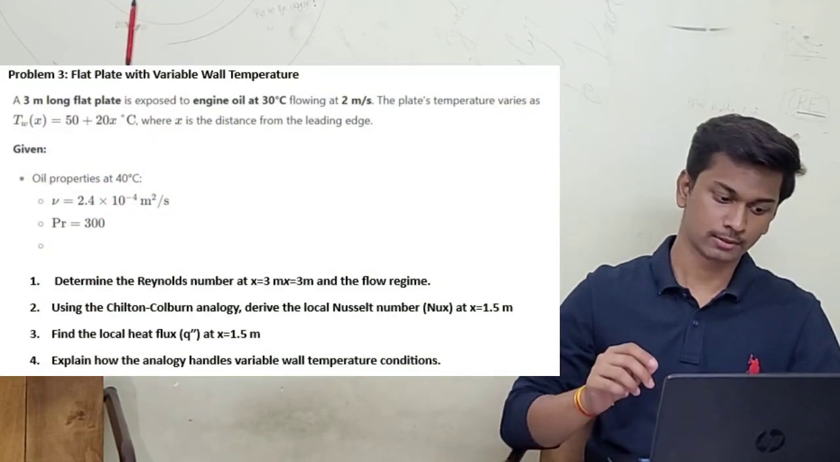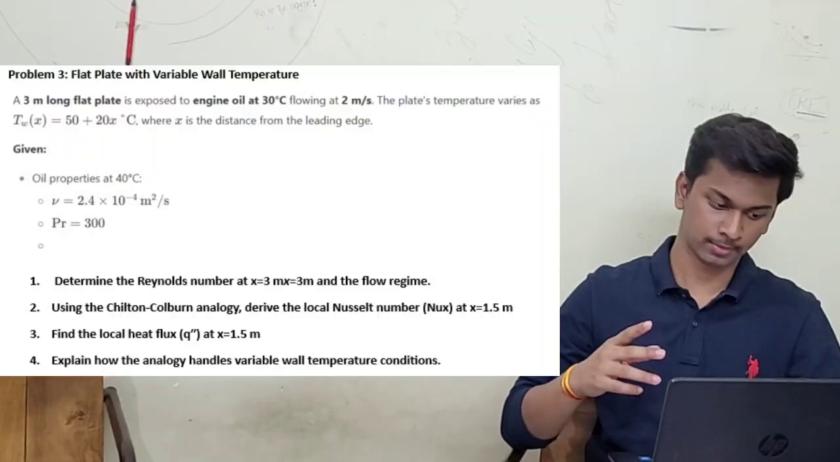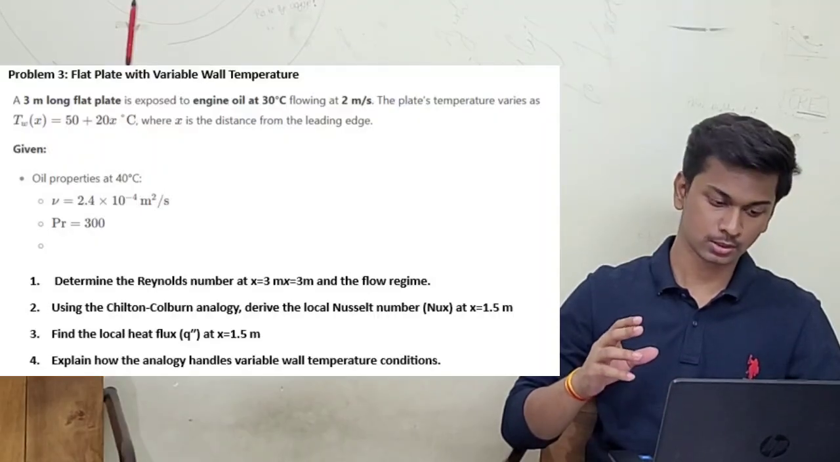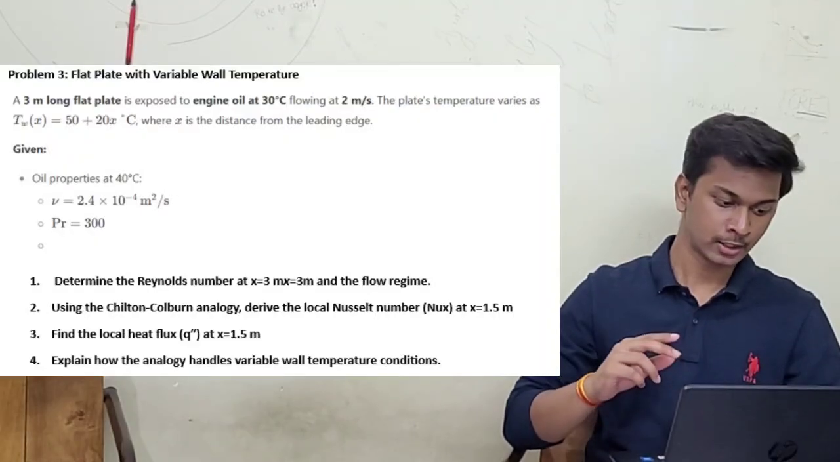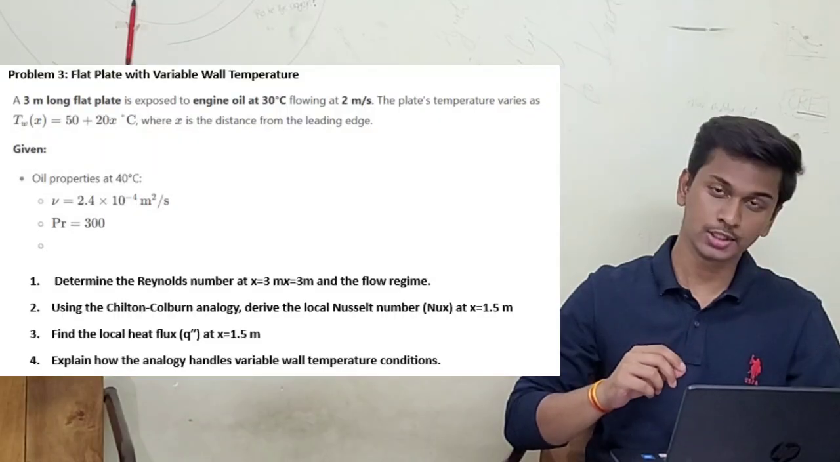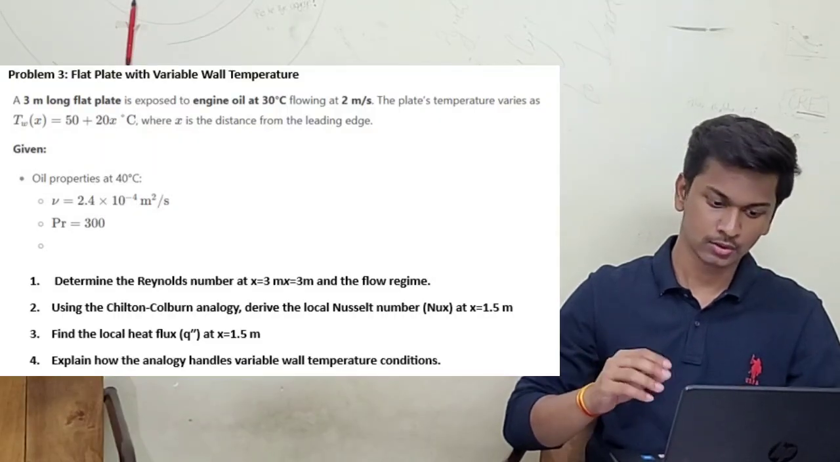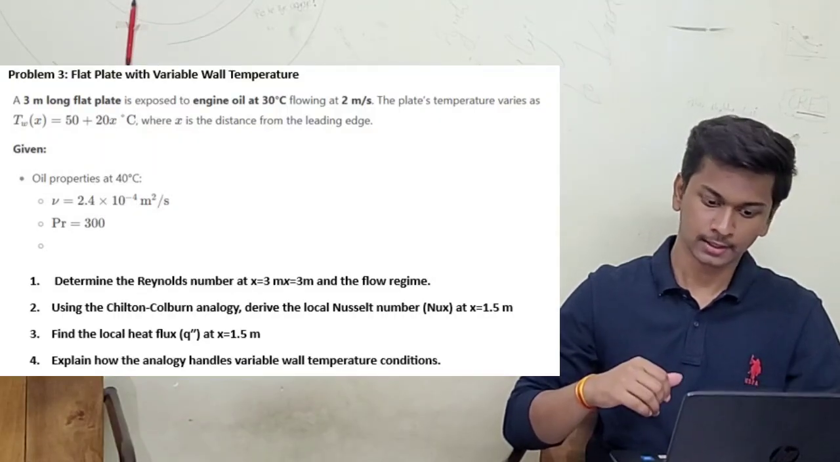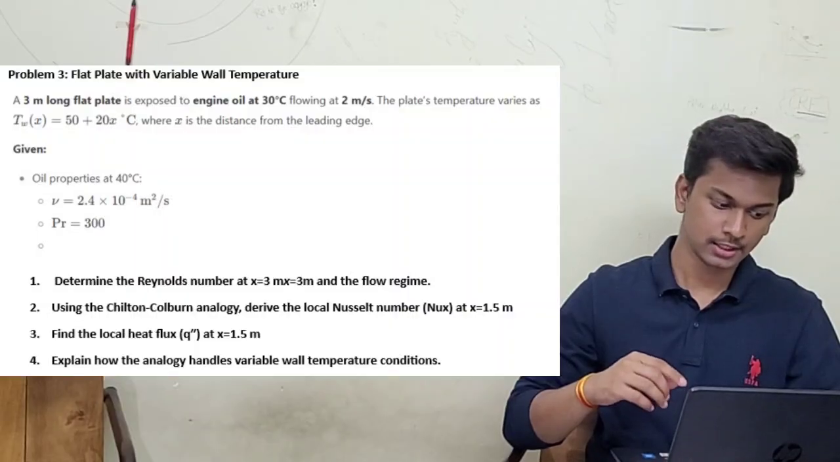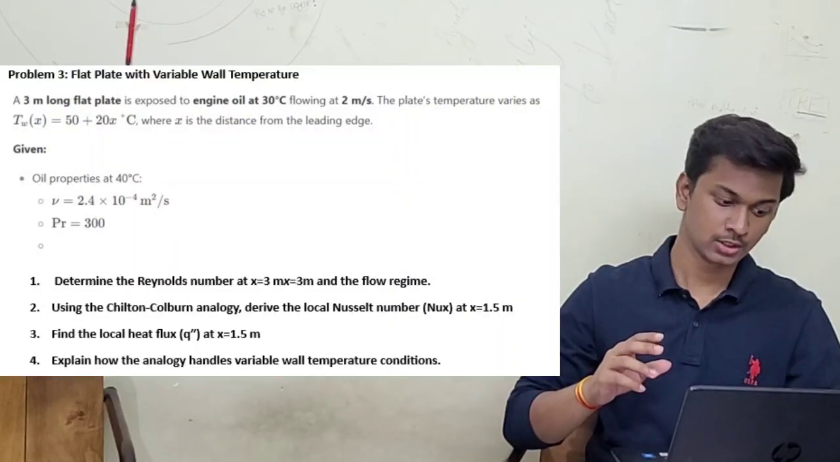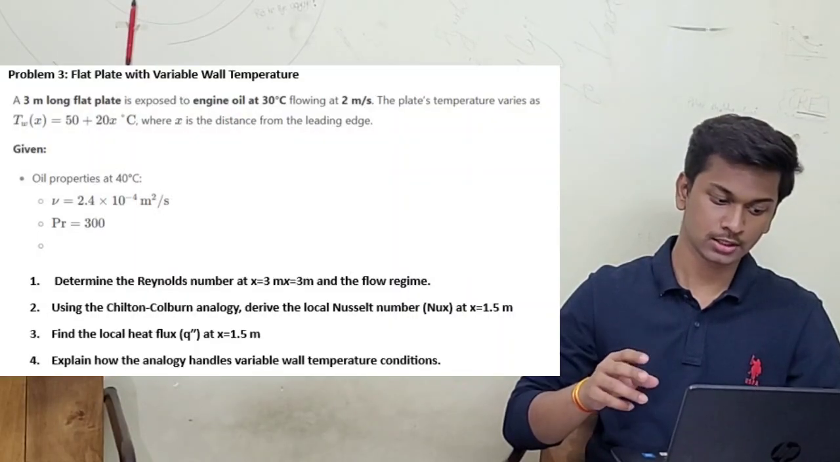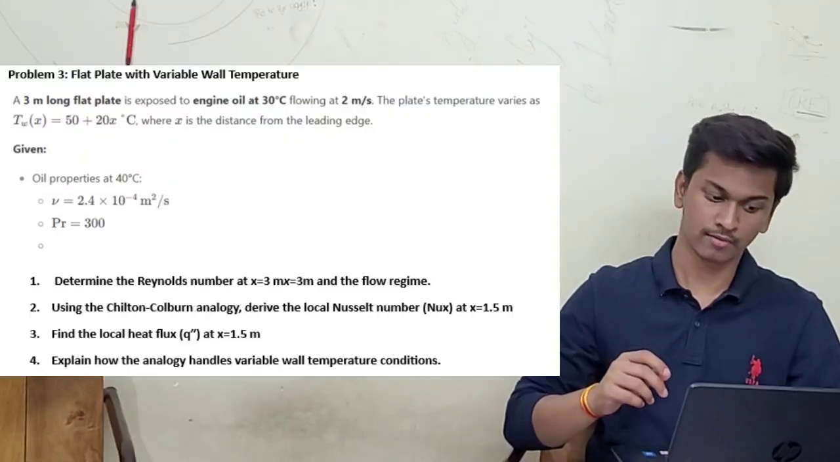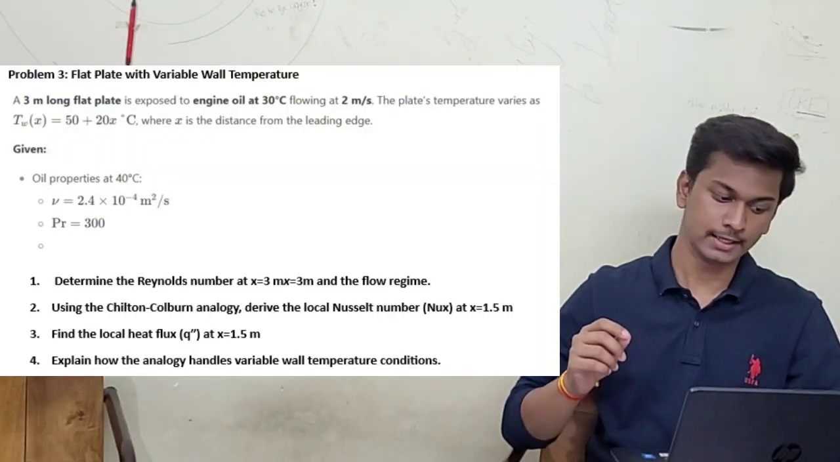This problem is about a flat plate with variable wall temperature. The scenario discussed in this question is given as a 3 meter long flat plate exposed to engine oil at 30 degrees Celsius, flowing at 2 meter per second. The plate's temperature varies as T(x) = 50 + 20x, in degrees Celsius, where x is the distance from the leading edge.